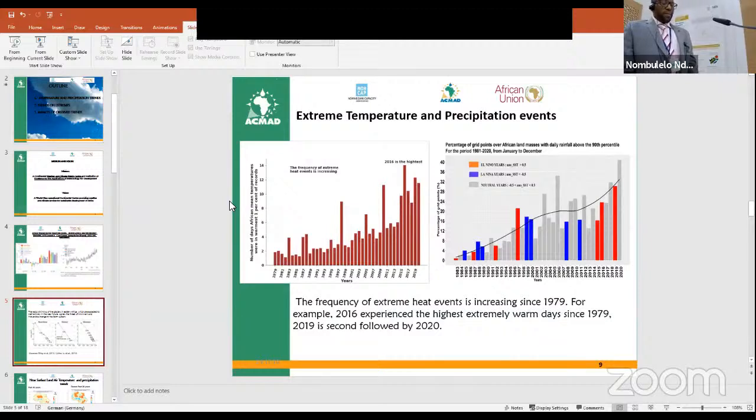Again, as the temperature, as the weather, as precipitation changes, it changes even the heat. As you can see here, the extreme heat. Since 1997 until 2020, you can see a growing trend in the extreme heat, which is showing 2016 was the highest recorded extreme temperature.